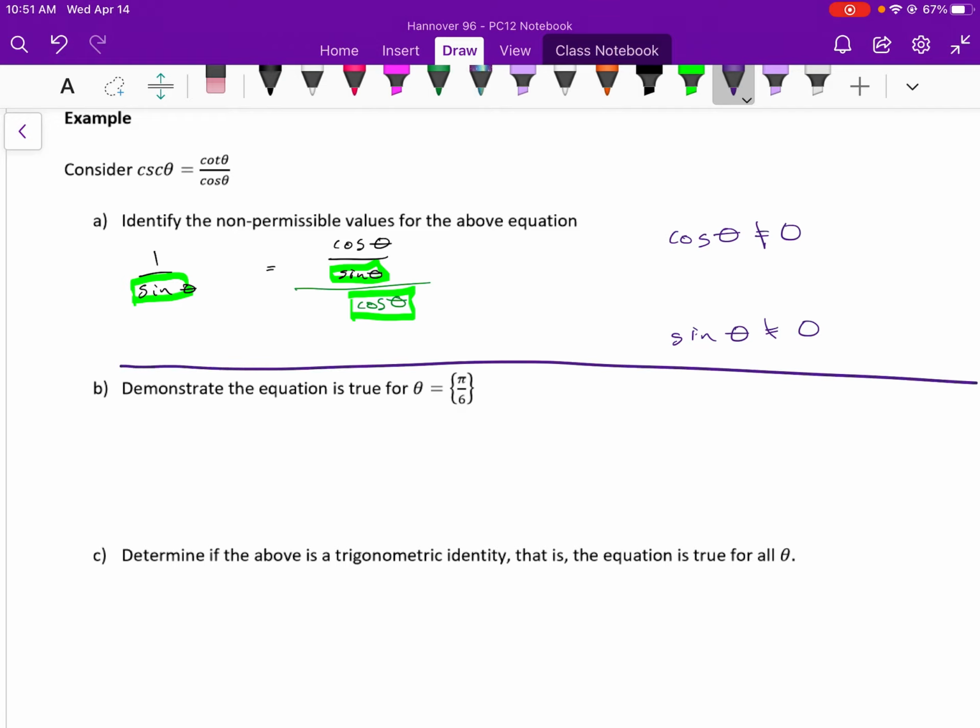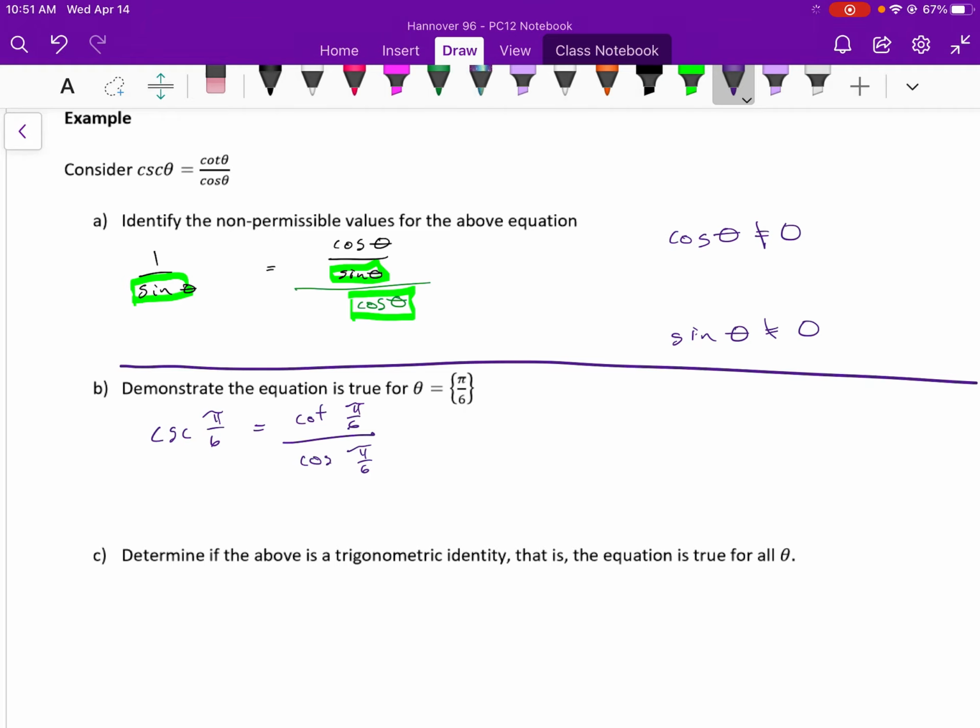All right, B. Wouldn't it make sense that if we're trying to prove something is true for all angles, that we actually test it out for one angle? So what we're going to do is test if the equation is true for theta equal to pi over 6. So really I have cosecant of pi over 6, and I'm just going to substitute this in, is equal to the cotangent of pi over 6 divided by cosine of pi over 6.